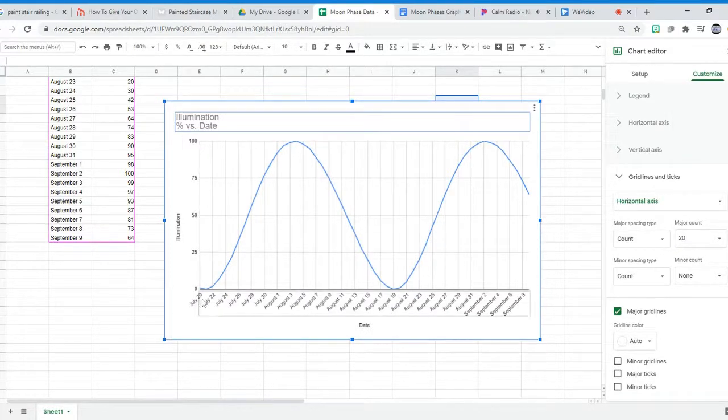So there's July 20th, July 22nd. If I wanted to find out where the highest percentage was at that point, I could look down and see that it's in between August 3rd and 5th, so that'd be August 4th. It's a little bit easier to read.